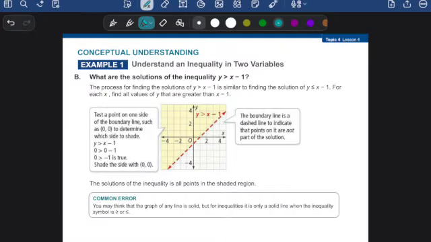What if we have an inequality that does not have an equal to? So here we have, now it's greater than, but not equal to. So we're going to graph that line again, the same slope. Slope is still 1.